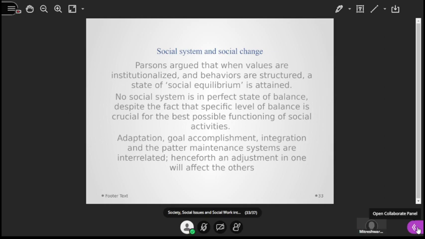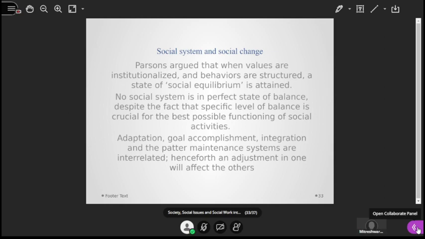No social system is in perfect state of balance, despite the fact that specific level of our balance is crucial for the best possible functioning of social activities. Aucun système n'est parfait, mais nous pouvons être capables d'amener nos sociétés à un tel niveau qui nous cause state of social equilibrium. Alors que c'est bon pour vivre.